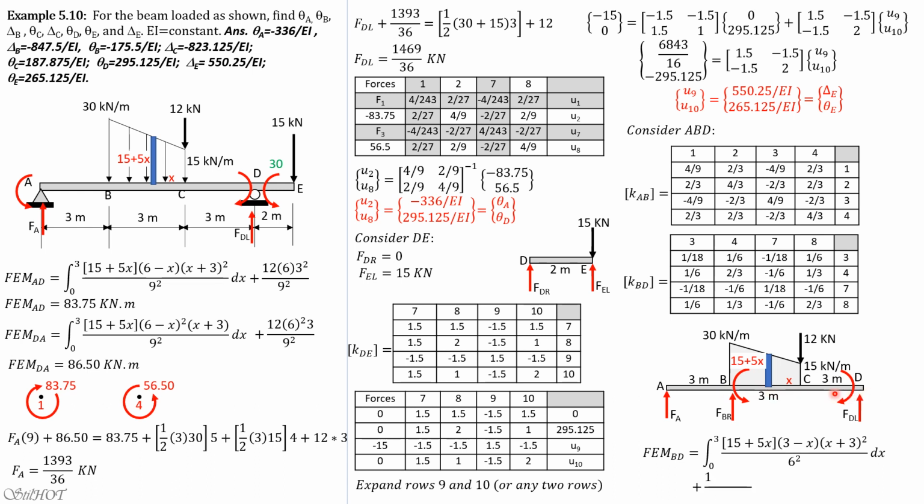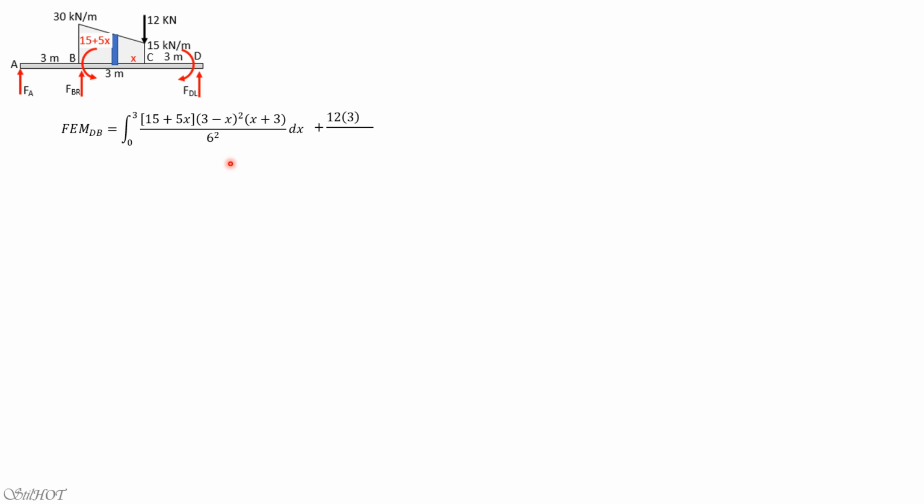Its distance from D is x plus 3 quantity square over 6 square. So 6 plus moment due to the 12 kilonewton load, 12 times 3 square over 6 square. So fixed moment BD is 423 over 8 kilonewton meter. For fixed moment, DB on the other hand, 0 to 3, 15 plus 5x times 3 minus x squared this time, then x plus 3 over 6 squared plus 12 times 3 squared times 3 over 6 squared. So fixed moment DB is 27 kilonewton meter.